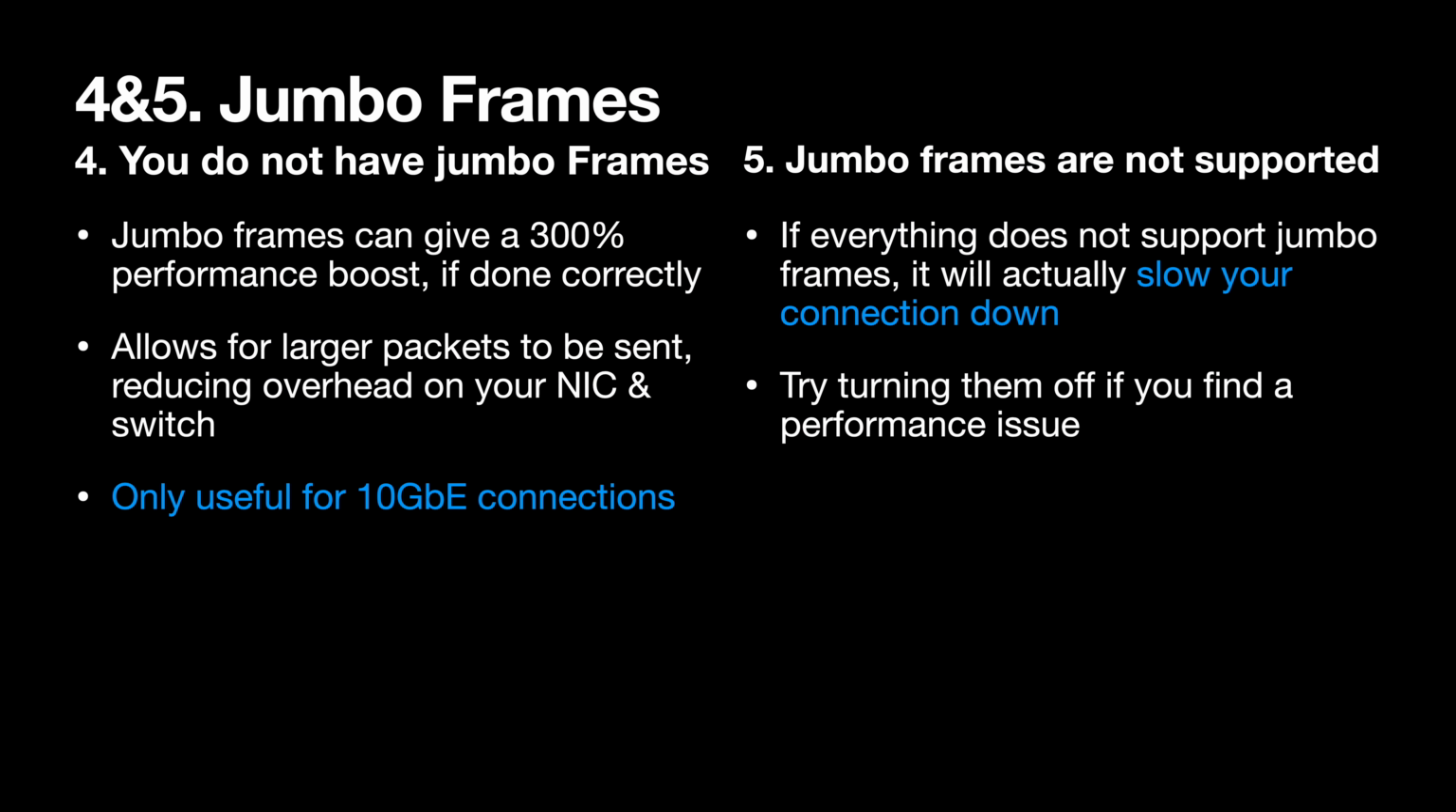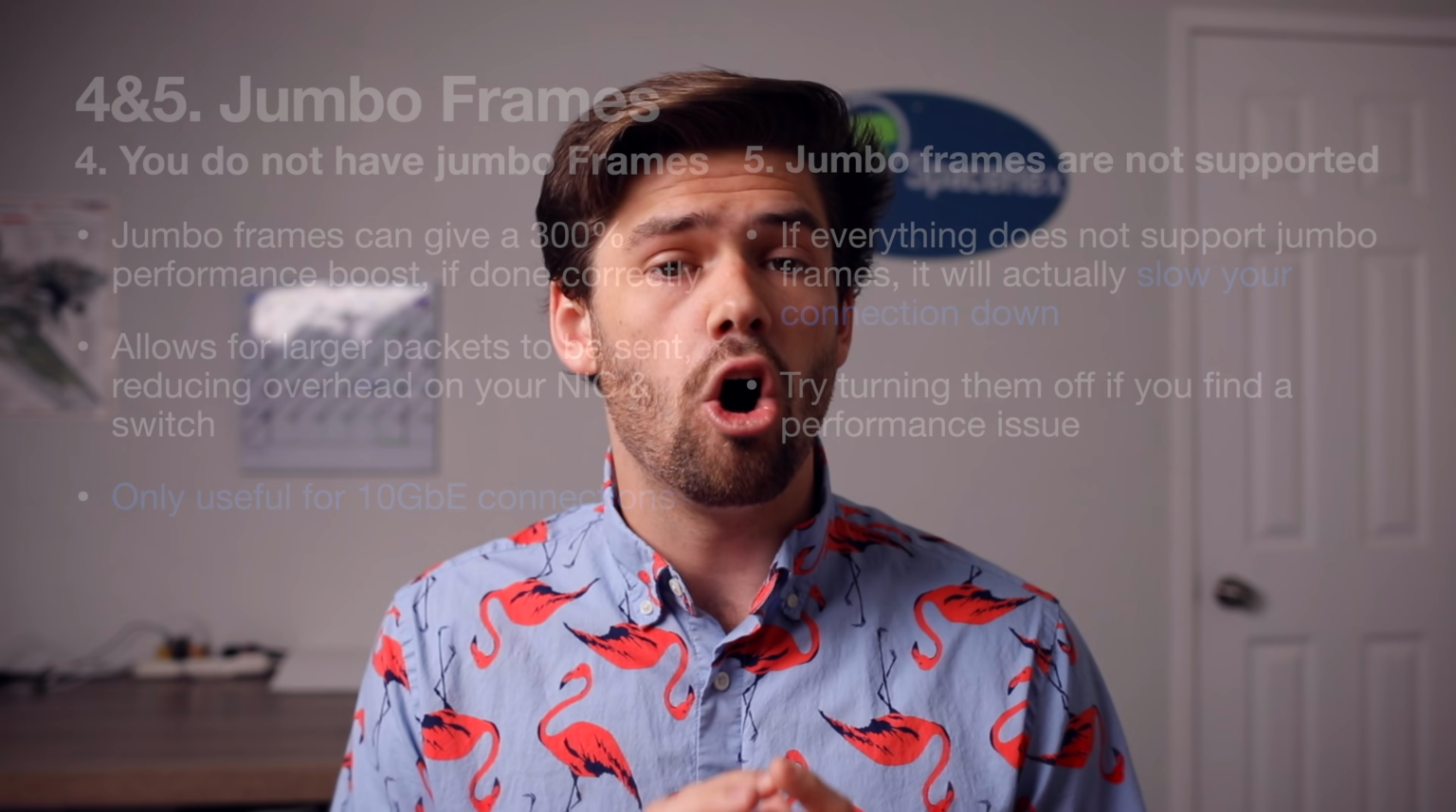All right, and so now reasons 4 and 5 are actually both jumbo frames. 4 is you do not have them enabled, and 5 is you've got them enabled, but they should not be enabled. So jumbo frames are a lifesaver for 10 gigabit connections. You're really not going to see any performance increase, and you should not have them on for gigabit connections. But for 10 gigabit connections, they turn my 300 megabytes per second connection into a gigabyte per second connection, all by just increasing my MTU from the standard 1500 to 9000.